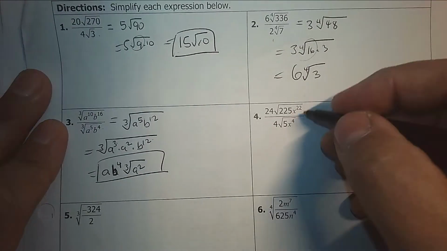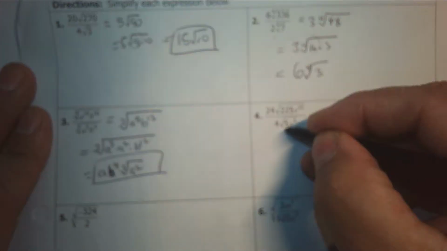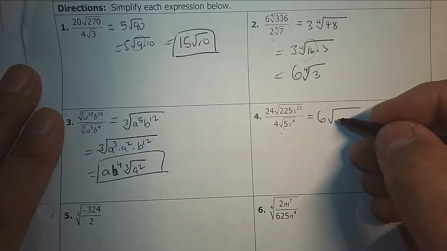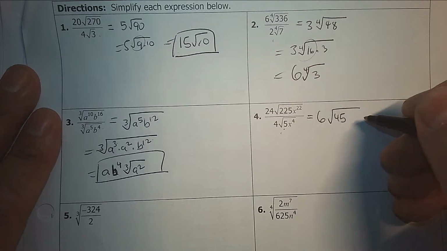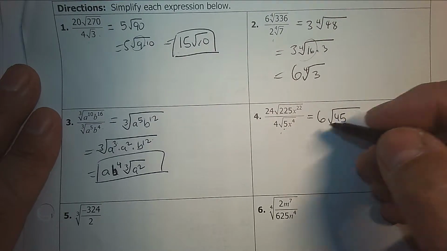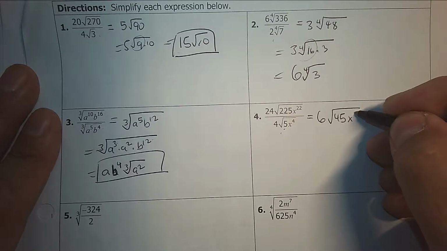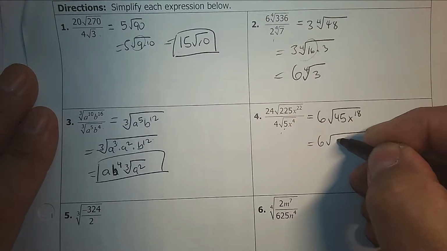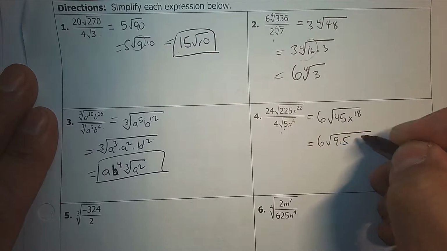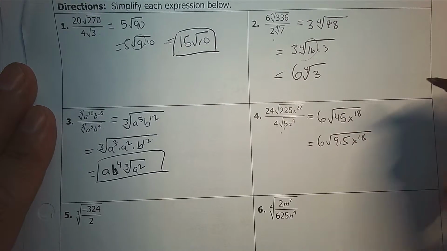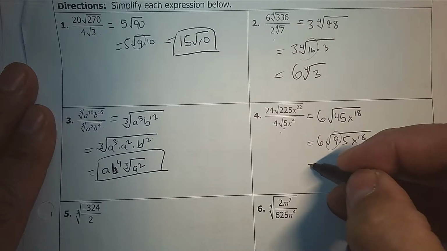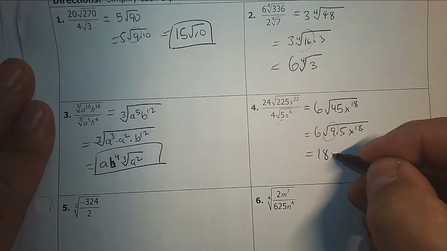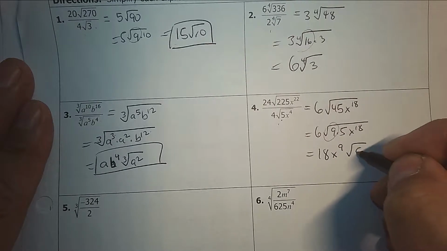So again, 24 divided by 4 is 6. 5 goes into 225 45 times. Subtract the exponents. Now 45 is 9 times 5, and 18 is fine because you just divide by 2. So the square root of 9 is 3 times 6 in front is 18. Divide the exponent by 2, so it's x to the 9th, and what's left over is the square root of 5.